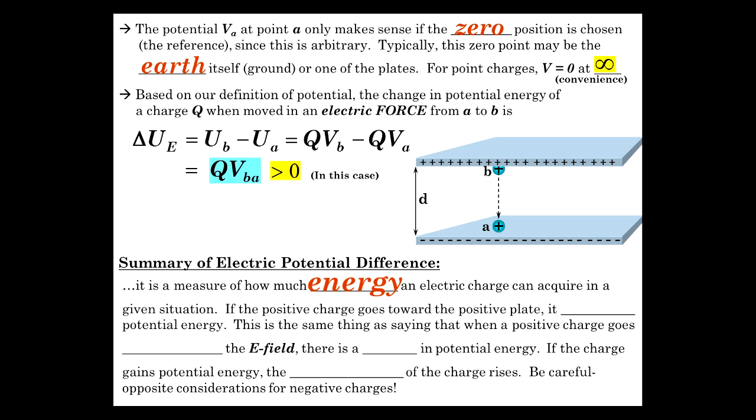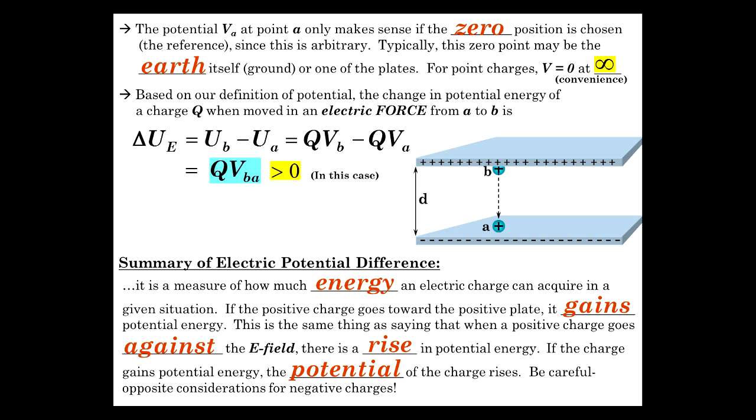So electric potential difference is a measure, really, of how much the energy of an electric charge is changed, or how much you can acquire in a given situation. So if the positive charge goes toward the positive plate, like it is here, it gains potential energy. That's pretty obvious. It's the same thing as saying that when a positive charge goes against the E field, see, there's an E field from here to here. When the positive charge goes against it, there is a rise in potential energy. The potential energy rises. If the charge gains potential energy, the potential of the charge rises.